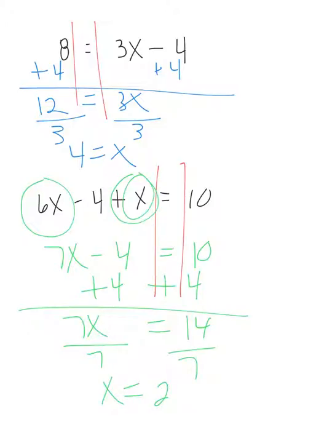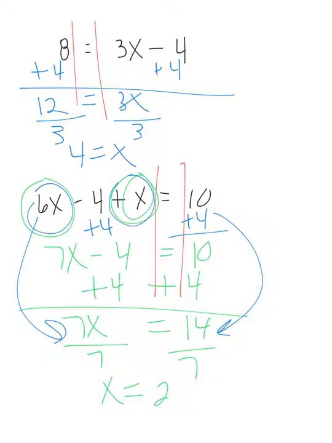Now, would you get the same answer if you had added 4 first? Sure. If you added 4 here, you would still get your 14, and you would still be left with 6x plus x, which would give you your 7x. I just like to combine like terms first, just to make it a little bit neater to look at.